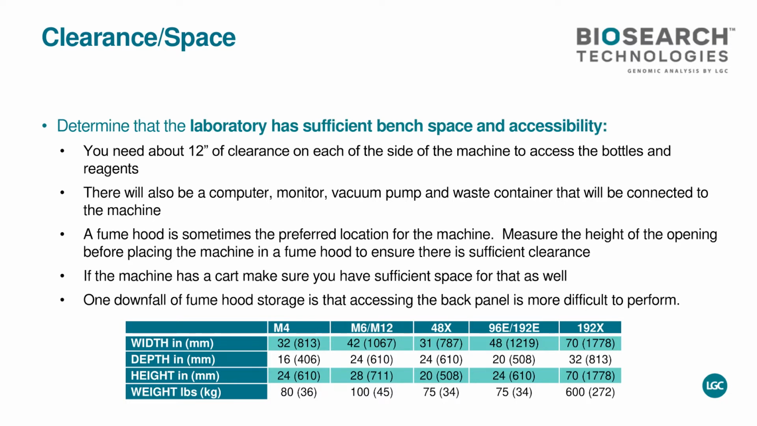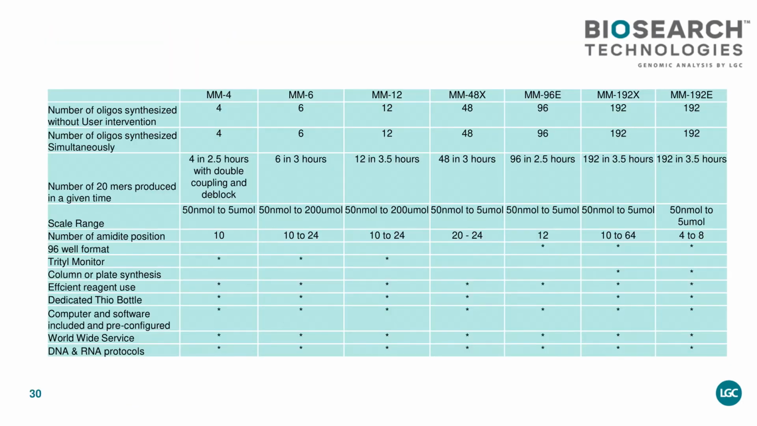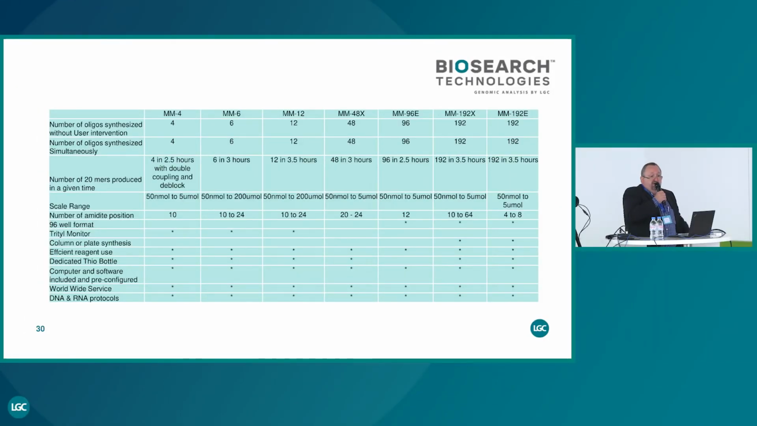Here there are the different dimensions of the different instruments we are selling. I will give you more information about these instruments later. So we have different instruments. We sell the Mermaid 4, the Mermaid 6, 12, Mermaid 48X, Mermaid 96E, 192X, and 192E. So as you may see, there are different capabilities or capacities in terms of production.